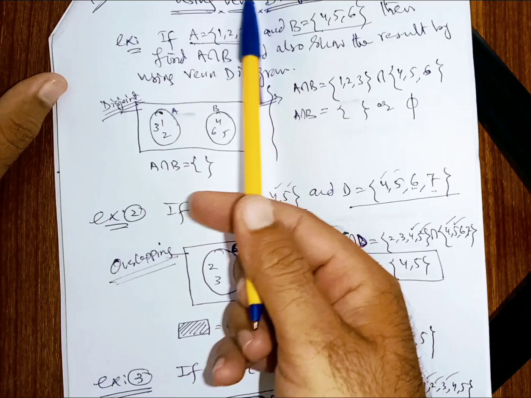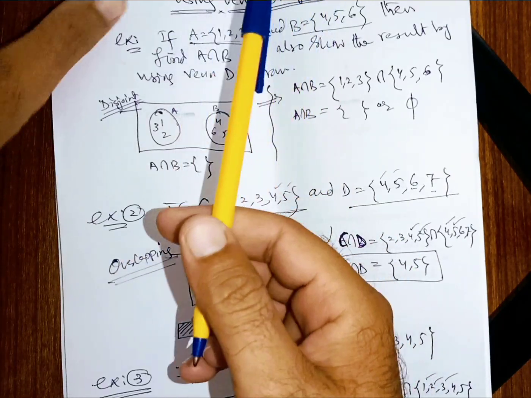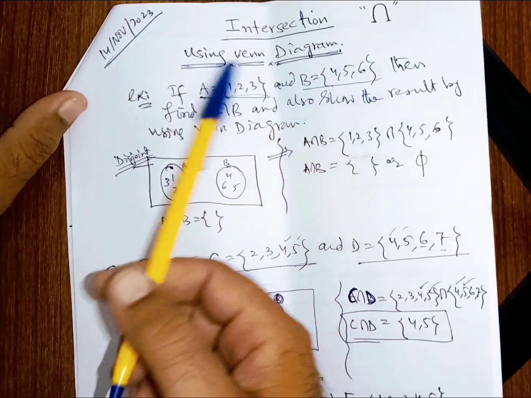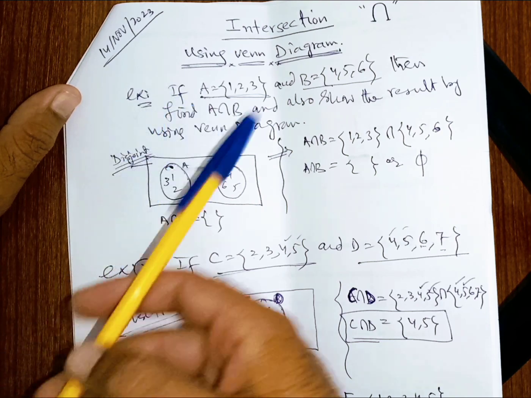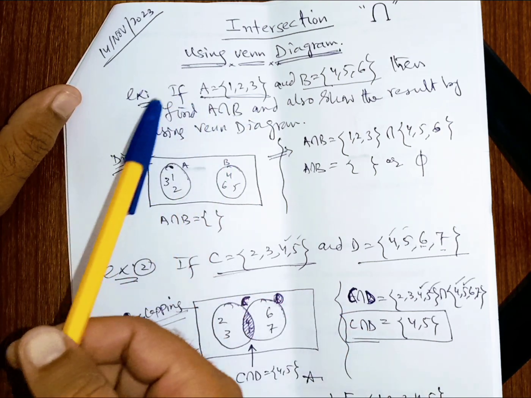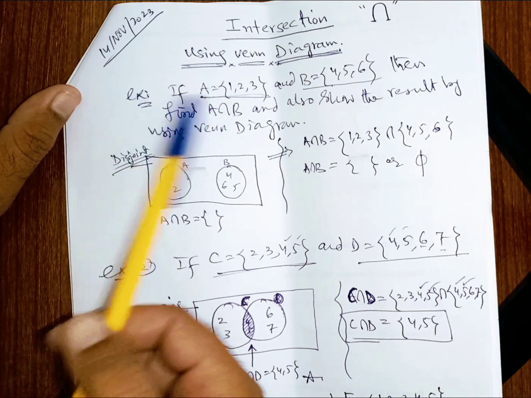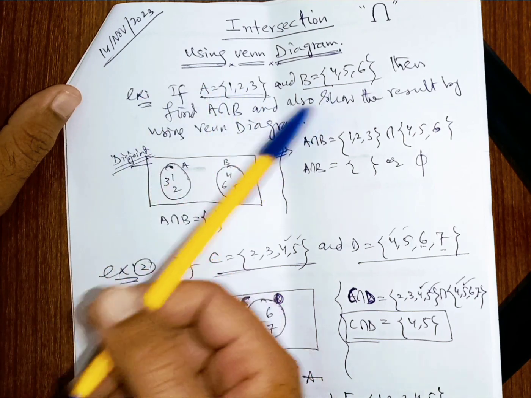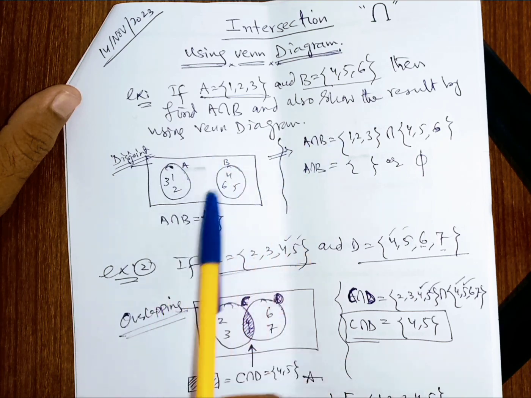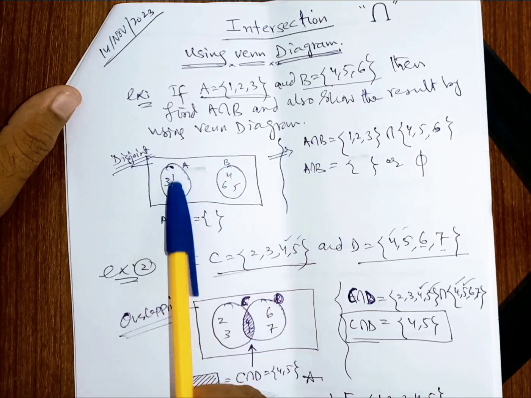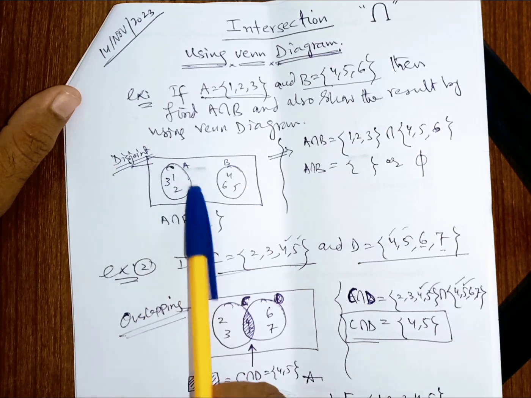We talked about the intersection of two sets using Venn diagrams, and we tried to solve these problems with the help of examples. The first example is if we have two disjoint sets, then we represent these two sets like this, and this is the intersection of two disjoint sets.